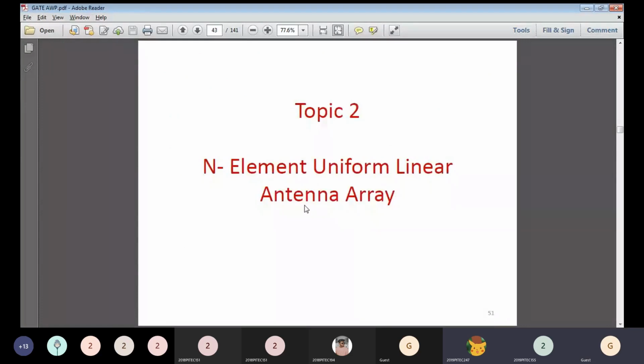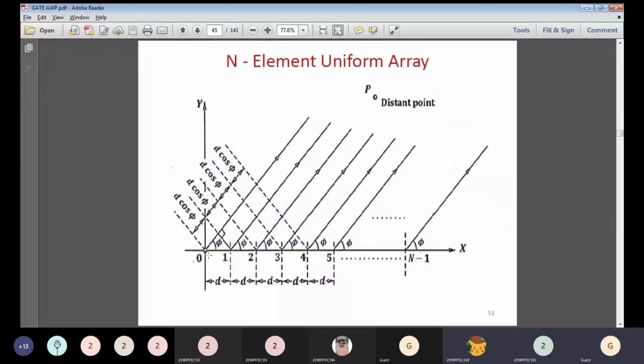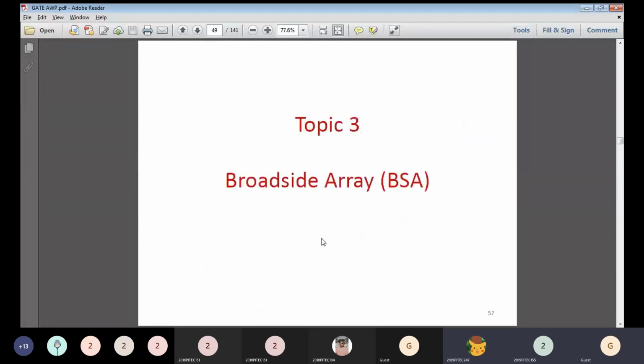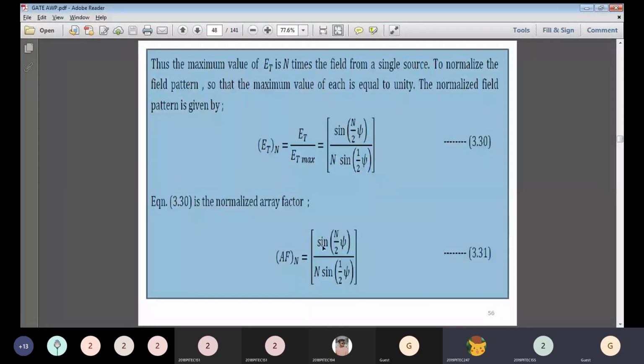Next, n elements. In this case, n number of elements we are going to use. At a distant point P, we are going to find out the field pattern with the help of the antenna array factor. This point you have to remember. Now the antenna array factor is equal to sin(nψ/2) divided by n sin(ψ/2). This is about the concept.